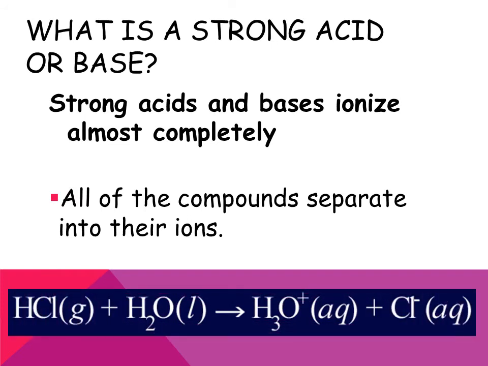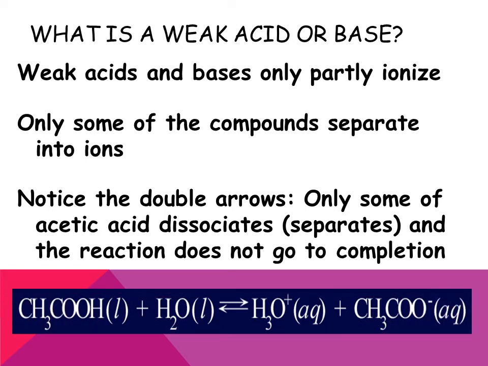So what is a strong acid or base? Strong acids and bases ionize almost completely. All of their compounds separate into their ions. So what is a weak acid or base? Weak acids and bases only partially ionize. Only some of the compounds separate into their ions. So in the equation below, notice the arrows go back and forth. That means only some of them are dissolving.